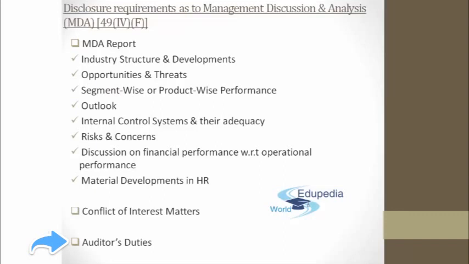So these are the disclosure requirements which need to be made in the management discussion and analysis report. That will include the industry structure and developments, opportunities and threats, segment-wise and product-wise performance, your outlook, internal control system and their adequacy, risk and concerns, discussion on financial performance with respect to operational performance, and finally, the material developments in HR and number of personnel.